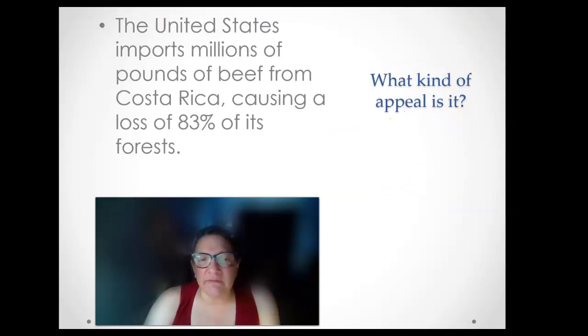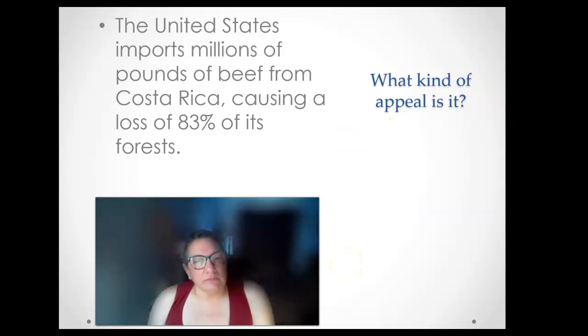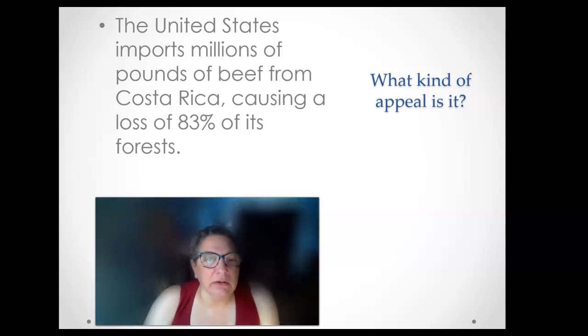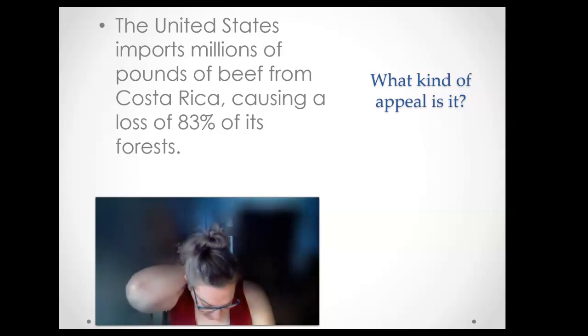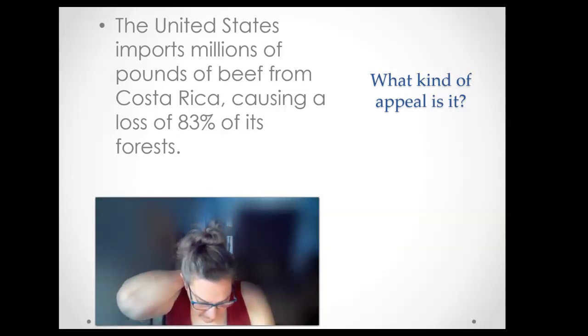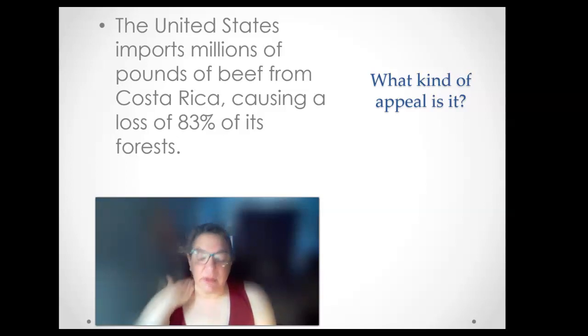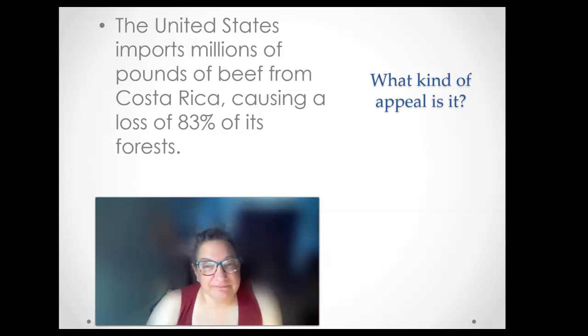Here's one here. What kind of appeal is this? So I'm looking at the quote here, 83% of forests are being destroyed, right? And so if you think about that, the student is putting this into the paper because it's an ethical appeal. It's saying, why should we destroy the forests? The paper was about becoming a vegan, arguing about why veganism is good.